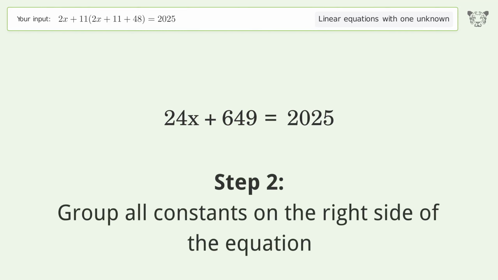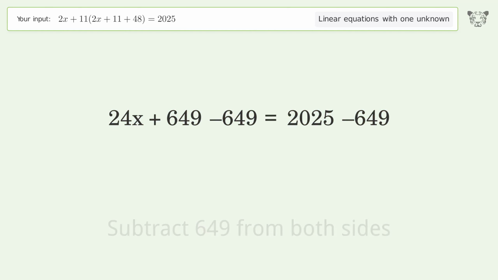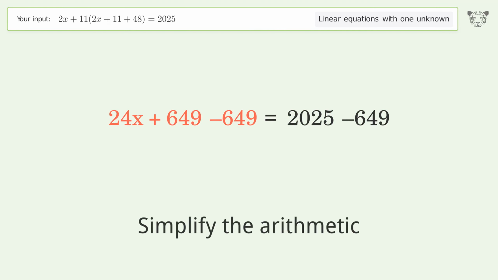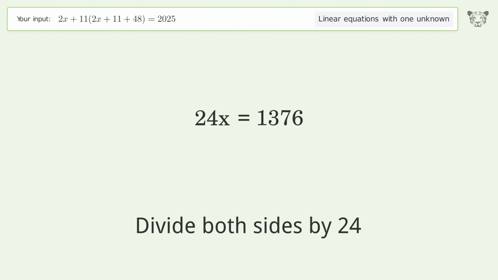Group all constants on the right side of the equation. Subtract 649 from both sides. Simplify the arithmetic. Isolate the b. Divide both sides by 24.